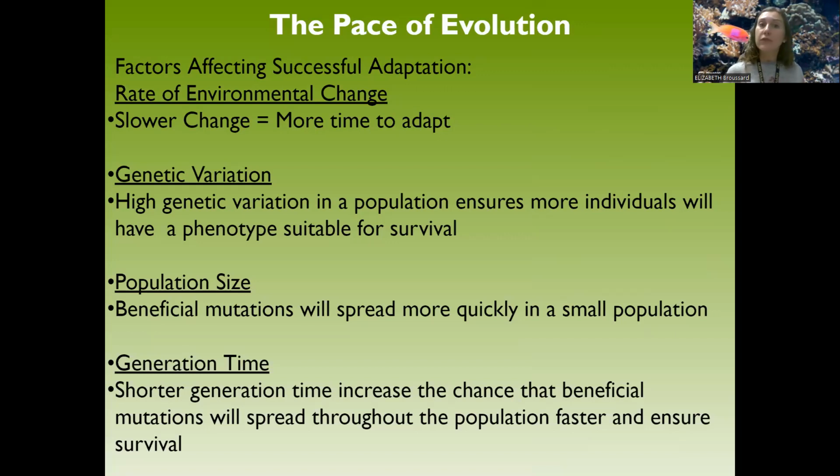We call this the pace of evolution. And there's four main factors that affect the pace, or the speed, that evolution occurs. One of those is the rate of environmental change. Back in chapter 3, we learned that environmental disturbances affect what organisms are able to live in that environment. And we learned that we want a medium amount of environmental disturbance.